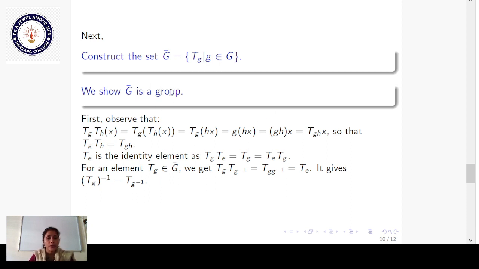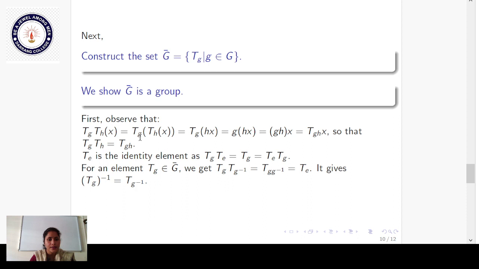To prove it is a group, we already know that we need to check whether associativity, identity, inverse, and closure are satisfied in this set or not. First, observe that you take any two permutations from this collection, Tg and Th. What will happen if we take the composition of those two functions, Tg Th of x? By the definition of composition, this is the case.